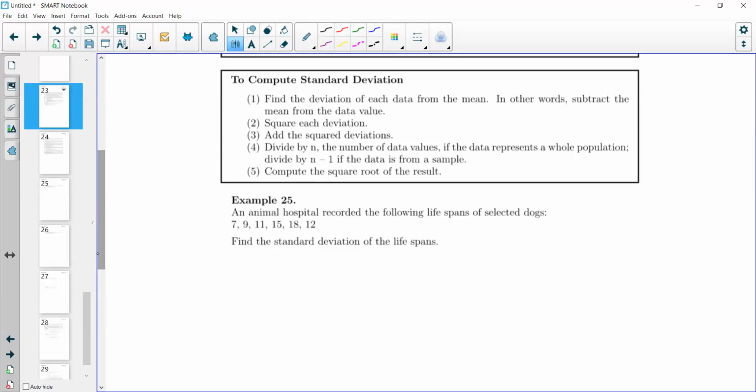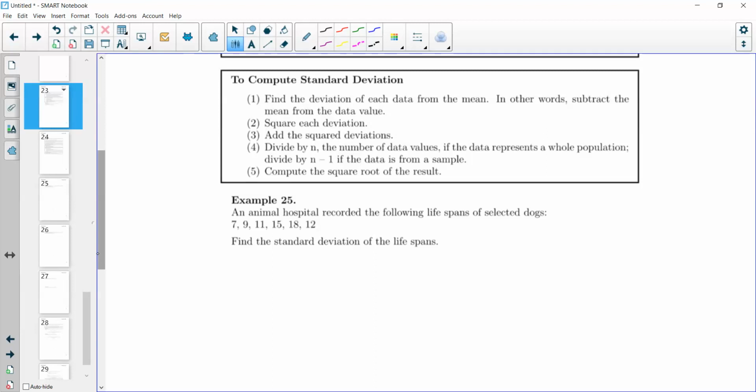So how do we do this? First, we find the deviation of each data point from the mean. In other words, subtract the mean from the data value. Square each deviation. Add the squared deviations. Divide by n, the number of data values, if the data represents a whole population. Divide by n minus 1 if the data is from a sample. We'll be doing samples. The formula on your exam will be for samples. And then compute the square root of the result.